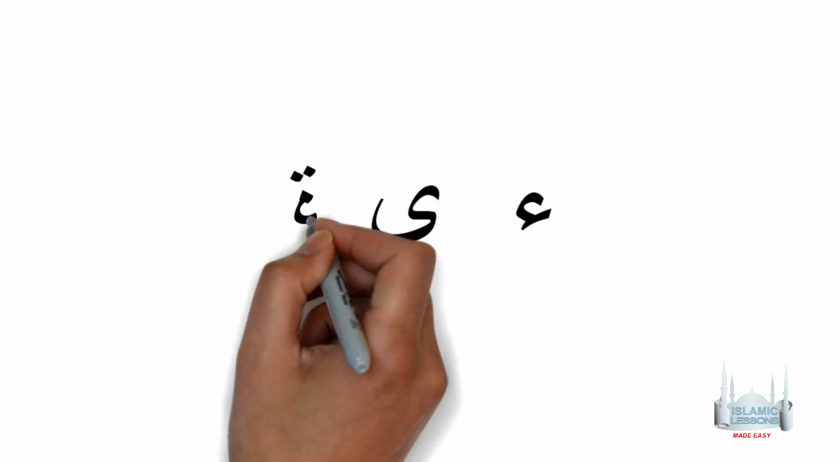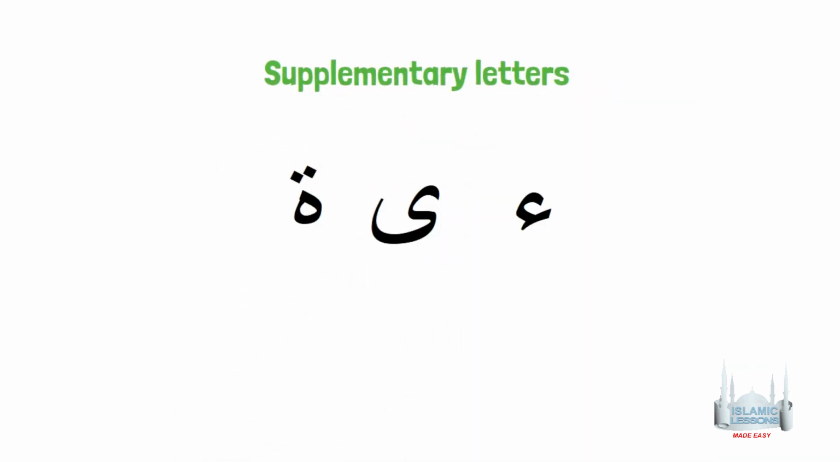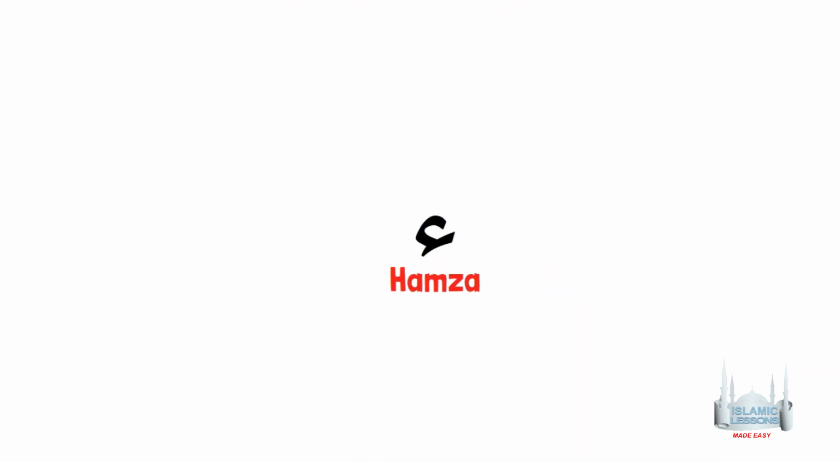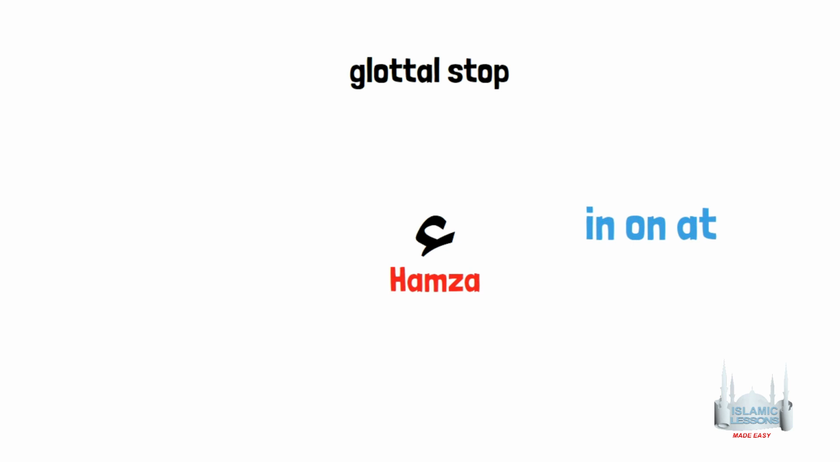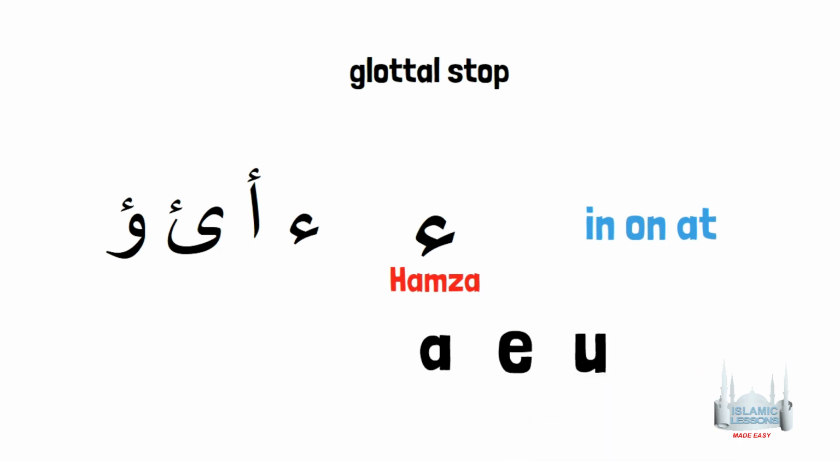As well as the above 28 letters, there are 3 supplementary letters. They aren't usually included in the alphabet, but are used frequently nonetheless. This is what the Hamza looks like. It represents a glottal stop, which means to obstruct airflow in the vocal tract. English speakers make this sound all the time, such as in the words in, on, and at. The Hamza can sit on its own or sit on any of these letters. It either makes an a, i, or u sound, depending on the vowel. We will talk about vowels in the next lesson.